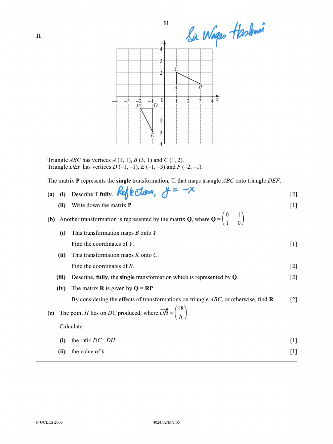Describe the matrix P. Now you need to write down the matrix of reflection across the line y equals to minus x. So it's 0, minus 1 and minus 1, 0.